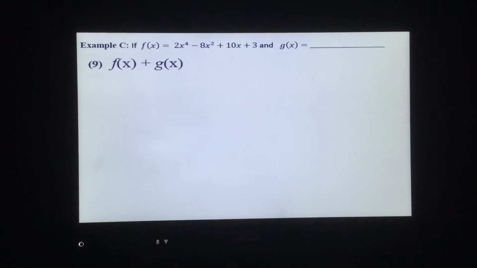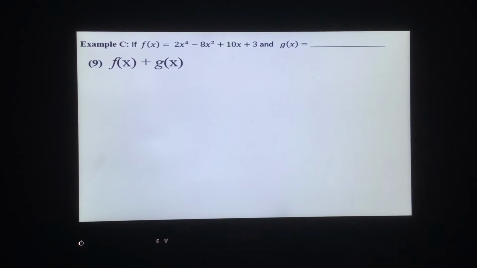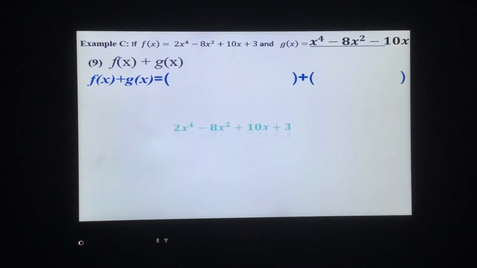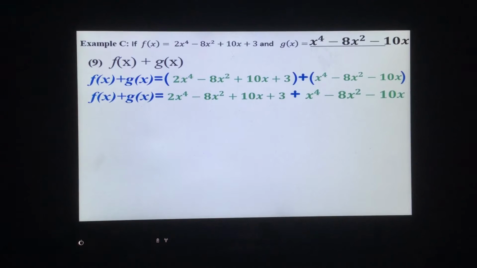All right, number 9. Okay, now you need to put in g of x. So go ahead and put g of x, which is this trinomial, x to the 4th minus 8x squared minus 10x, okay? Now they want us to add the functions together. So I'm going to put the first one, it's a polynomial, and then I'm going to add this trinomial, all right? Now again, we really don't need the parentheses there because we have an addition sign here. So this is what we have.